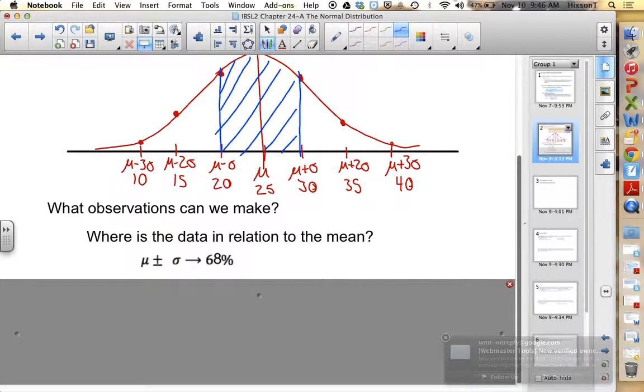Okay? Now, that means that on either side of this, because this is symmetrical, half of 68 is 34%. So 34% is going to be on this side, and 34% is going to be on this side. Alright? Everyone with me so far? Now, your book does use, I think it's like 68.37% or something like that. The accepted value, even by your book later on in problems and stuff, the accepted number is 68%. Okay?